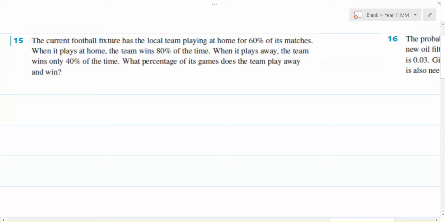It's easier to sort of see what's going on. So here we go. We've got a current football fixture has the local team playing at home. Actually, did I do this example in class? I don't know if I did. Let's do it again anyway.